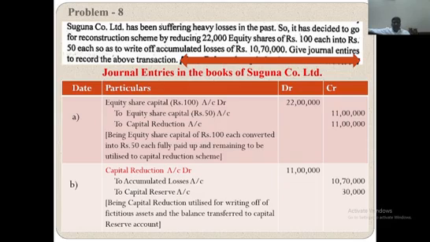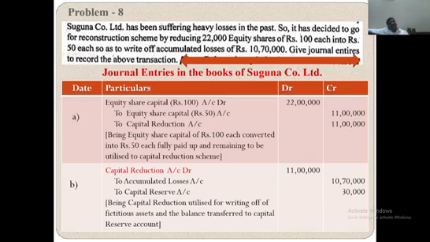So it has decided to go for a reconstruction scheme by reducing 22,000 equity shares of rupees 100 each into 50 each. The face value of the fully paid shares is rupees 100, but they got the approval from the court. They are going to reduce them to 50 rupees each. So, old equity share capital account debit.